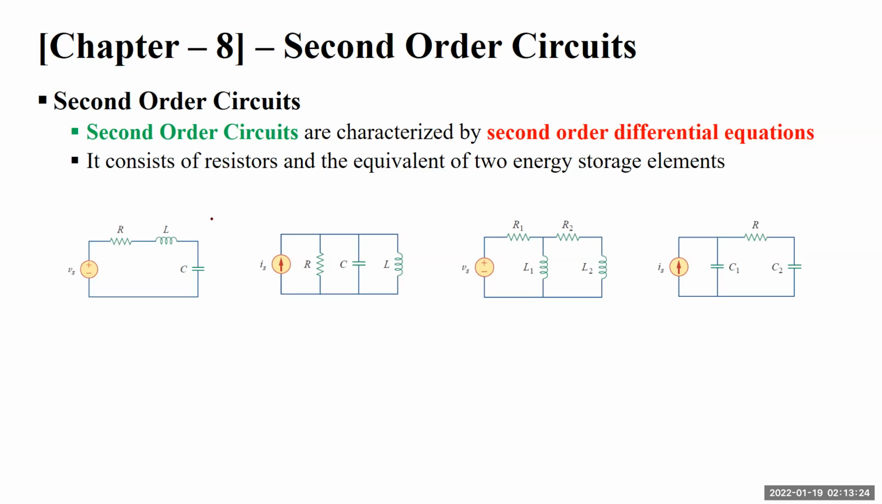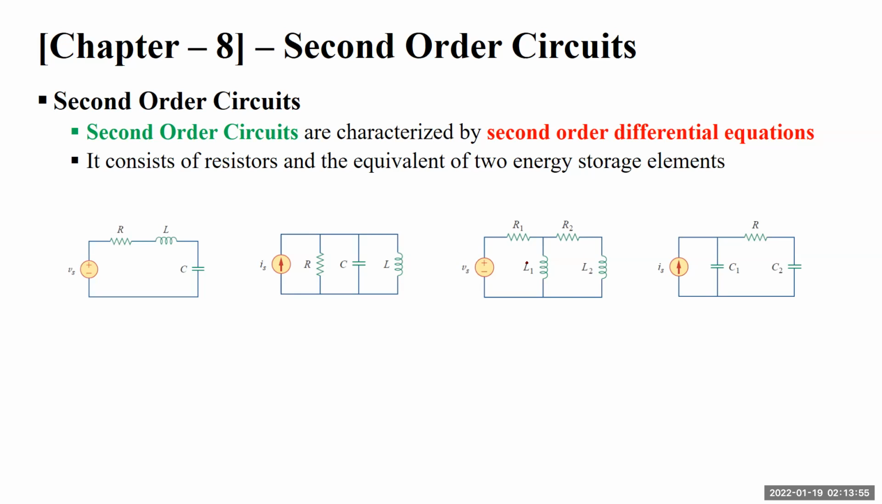Here in the first diagram, we see a series combination of an RLC circuit. In the second diagram, we see a parallel combination of an RLC circuit. In both of these circuits, we have two storage elements, an inductor and a capacitor. Then we have a combination of two resistances and two inductors. Again, this is a second order circuit, governed by a second order differential equation.